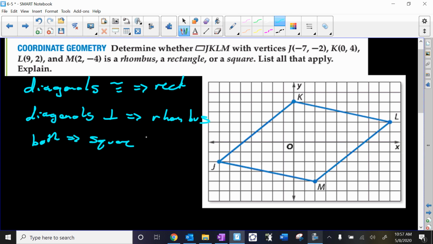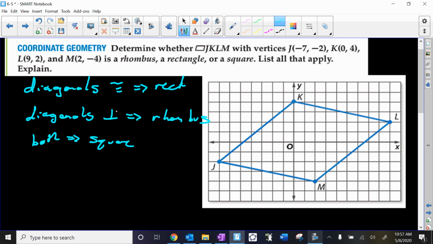So that's why we're going to focus specifically on the diagonals, which means that if I want to show congruence, I need distance. If I want to show perpendicular, I need slope. And again, I'm just going to list out what the distances and the slopes are going to be in this case. But you do need to show two distances and you do need to show two slopes. Because while you're proving that it's one shape, you're disproving that it is the other shapes at the same time.